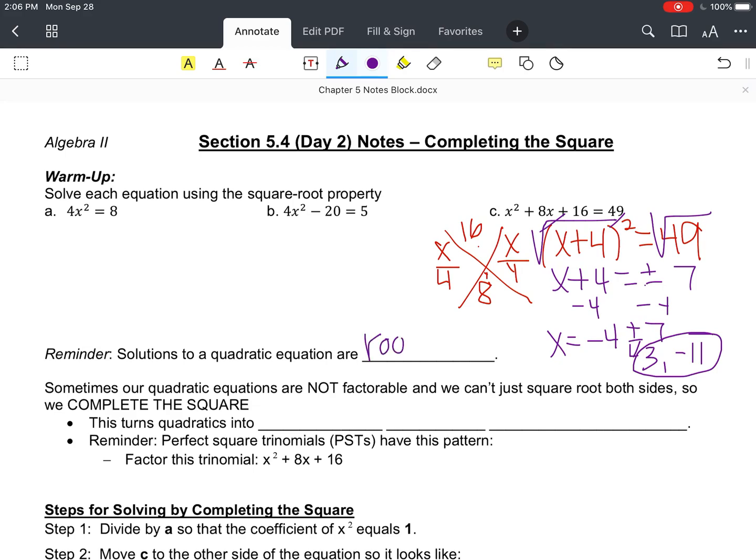Remember, solutions to quadratic equations can be called also roots or factors. So you'll see lots of different words that all mean the same thing. They also can be called zeros.